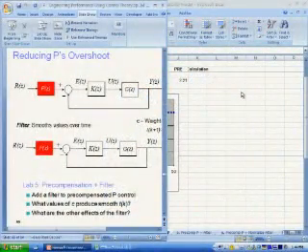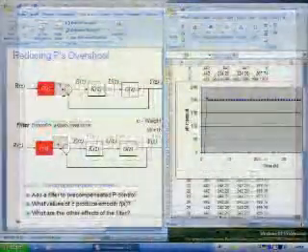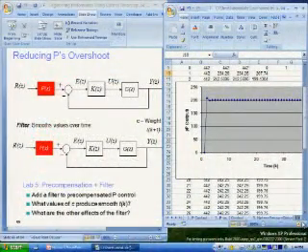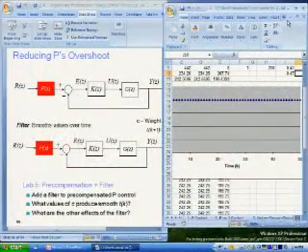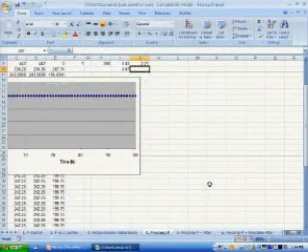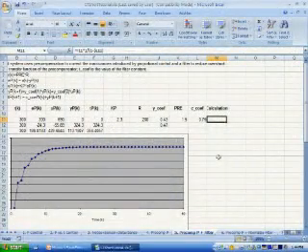Let's see here. I'm going to have to look big because I can't see right now. Okay, precompensator plus filter, that's where we are. All right, so let's go through this.